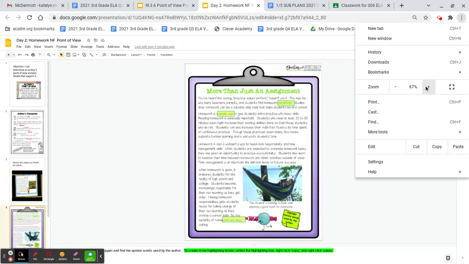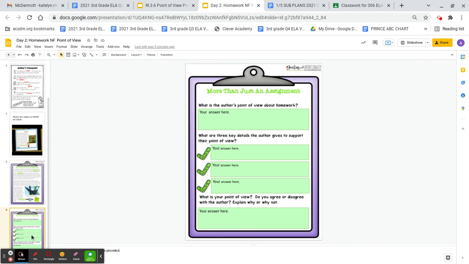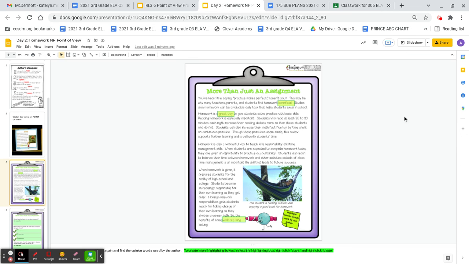So I'm just going to bring my screen back, and let's look at the questions here. What is the author's point of view about homework? Okay, well, we've already talked about that. The author's point of view is the author believes homework is a good thing. Homework is beneficial. What are three key details the author gives to support their point of view? We can go right back to the text. We've talked about this. Here we go.